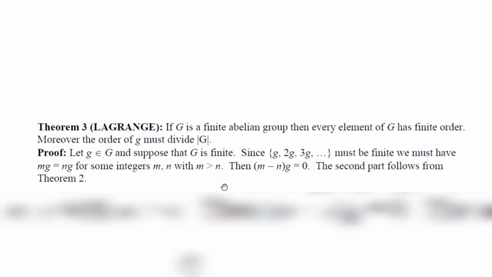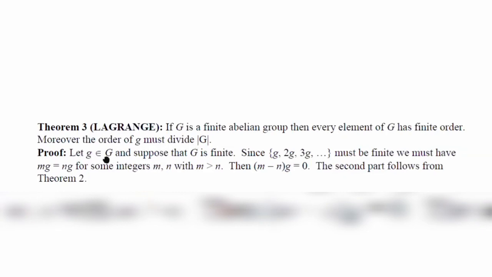So now here's the next theorem, theorem 3, on your screen, which is also a Lagrange theorem. What it says: if G is a finite abelian group, then every element of G has finite order. Moreover, the order of g must divide the order of G. It's so obvious, but we have to prove it.